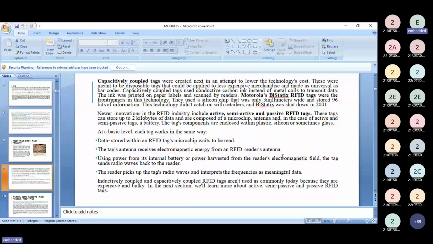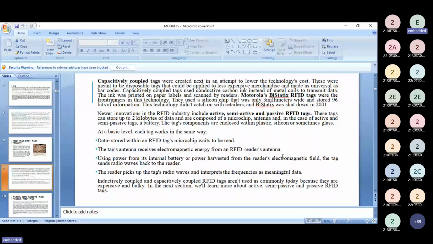At a basic level, each tag works in the same way. Data stored within the RFID tag's microchip waits to be read. The tag's antenna receives electromagnetic energy from an RFID reader's antenna, using power from its internal battery or power harvested from the reader's electromagnetic field. The tag sends radio waves back to the reader. The reader picks up the tag's radio waves and interprets the frequency as meaningful data.